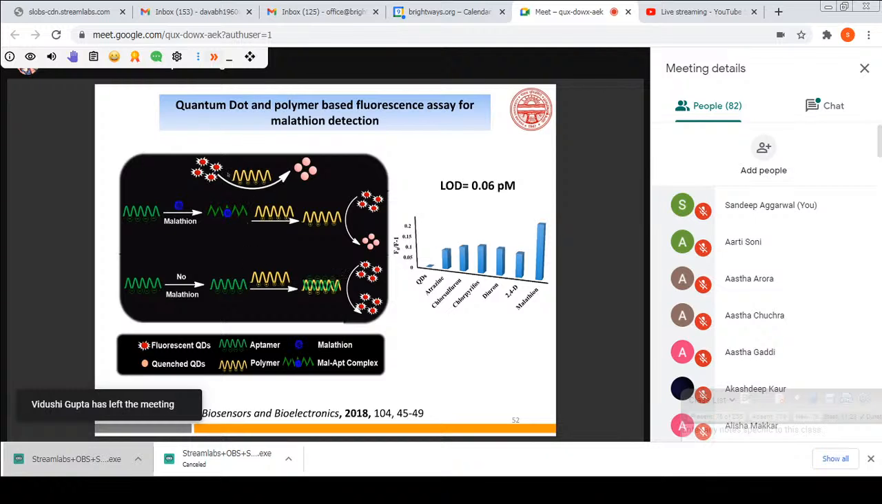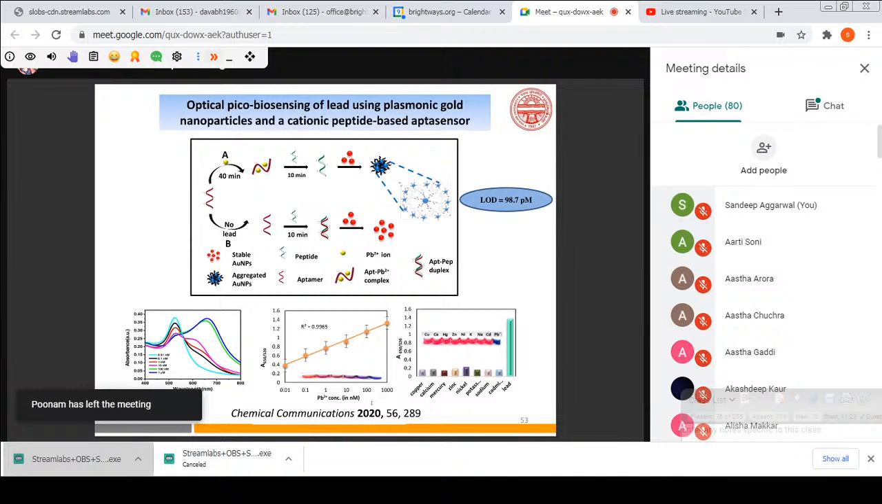Similarly, we worked with a German group, our collaborator in Germany, who are polymer chemistry based. We worked upon a quantum dot and polymer based technique for malathion detection, which was also published in Biosensors and Bioelectronics. And we found that a very good biosensing technique was approached. Recently we published in Chemical Communications, in which, besides pesticides, we have also worked upon metal ions.